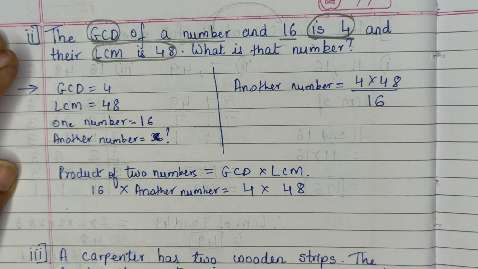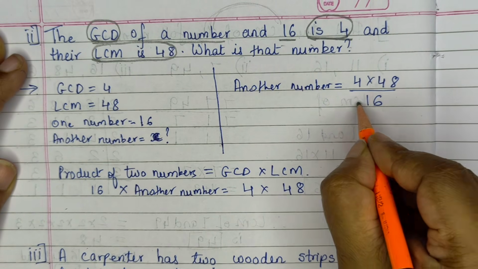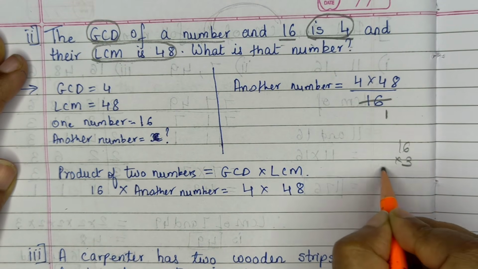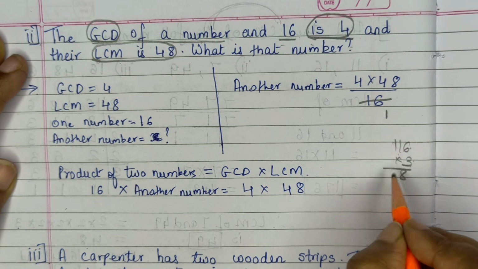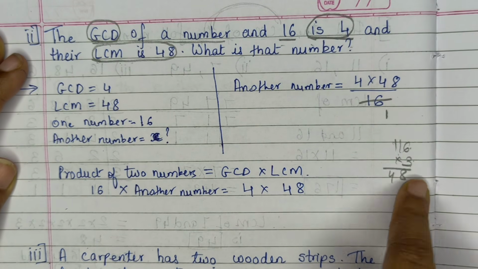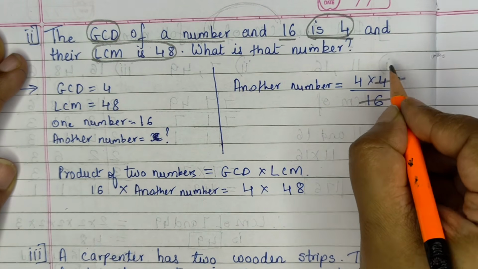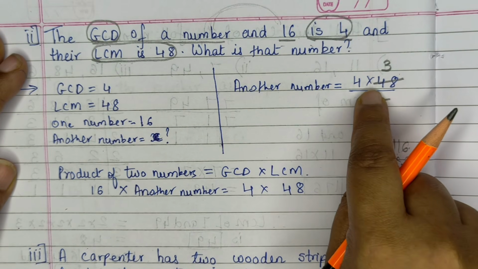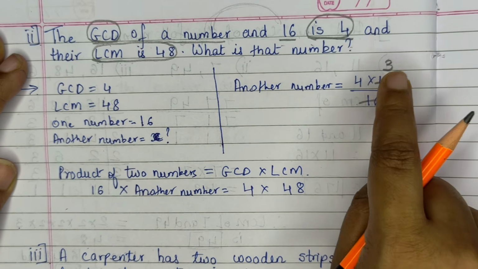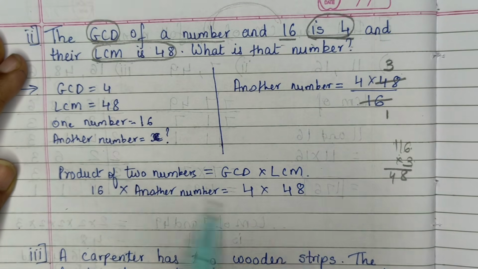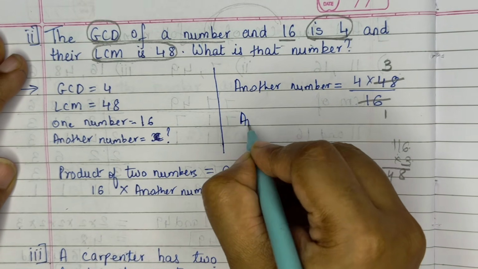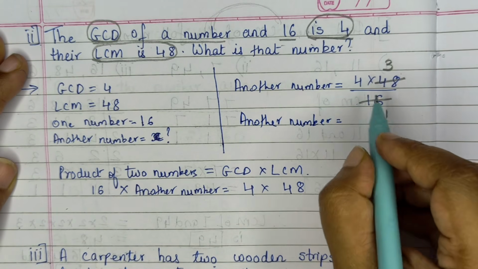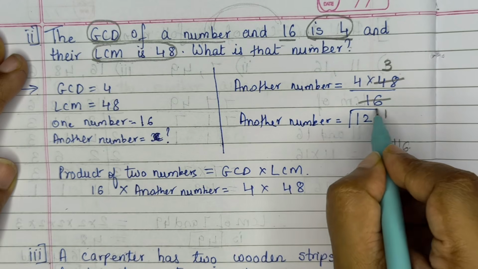I'll show you how to reduce it. See, 16 ones are 16, 16 threes are 48. So 16 ones are 16, 16 threes are 48. Now what is left on top? There is a multiplication sign. So multiply this. 4 threes are 12. So the other number we got, 4 threes is 12.